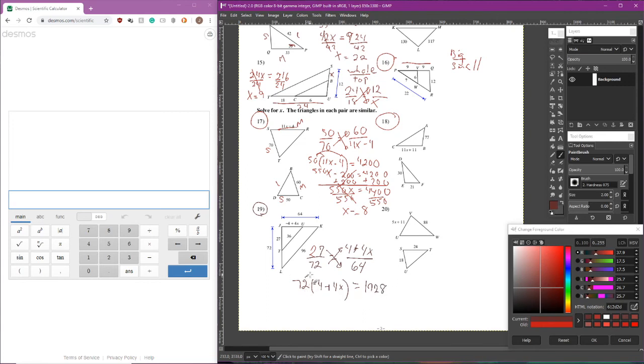Okay, now we need to distribute. 72 times negative 4 is negative 288. And 72 times 4 is positive 288. And there's an x there, so bring it down. And bring down your 1,728. Now remember, the variable wherever it is is always last, so you want to do the opposite of this negative 288, which is adding 288 to both sides, the left side and the right side.